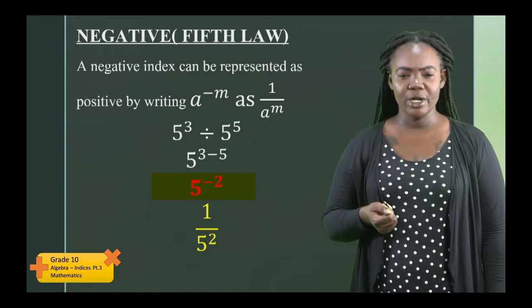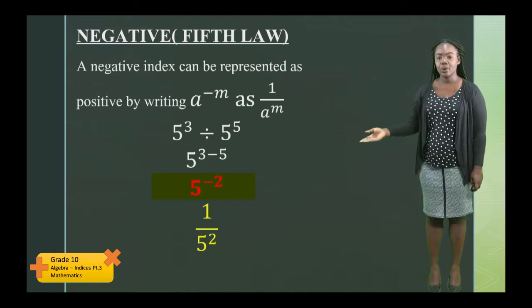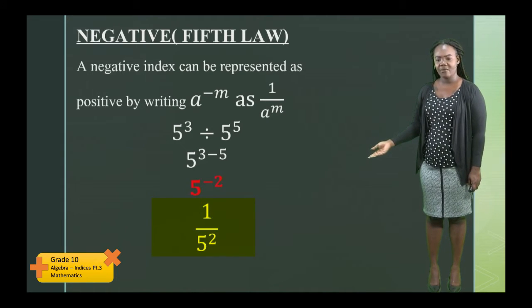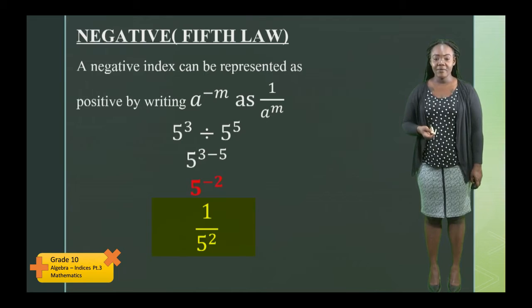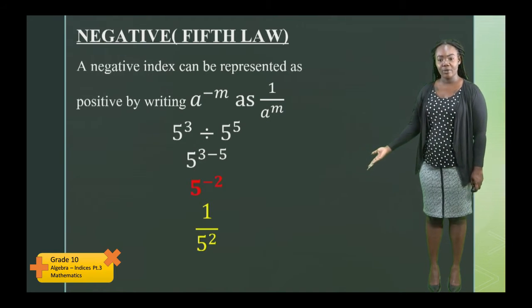And remember we said earlier that it is simple to change an index from negative to positive. So you can see that when we change from a negative to a positive, we have 1 over 5 raised to the second power, or you might say 5 squared. Whenever we have a negative index, in common terms, you might hear a person say you can take it downstairs to make it positive. So that is what happened right here. We changed from 5 raised to the negative 2 power to 1 over 5 squared.